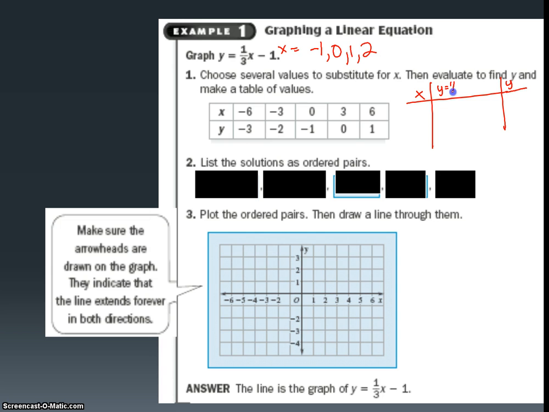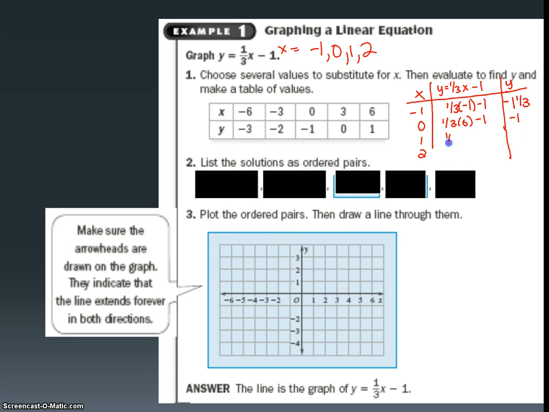So y equals 1/3 x minus 1. They put in -6. Let's do this ourselves. Let's do -1, 0, 1, and 2. So 1/3 times -1 minus 1. Take 1/3, put it in your calculator, multiply by -1, which is -1/3, subtract 1, you get -1 and 1/3. Let's put in 0, you should get -1.